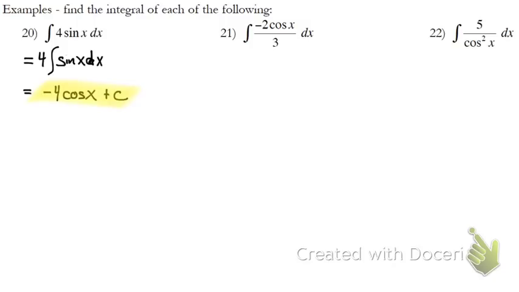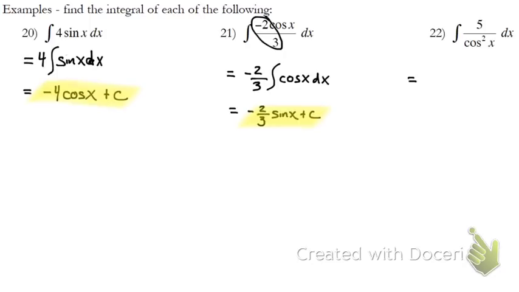On 21, again, we have this constant here of negative 2/3, so I can pull that out. Negative 2/3 is a constant multiple. It does not affect my integral. So it's the integral of cosine of x dx. The integral of cosine is sine, so this is negative 2/3 times sine of x plus c.